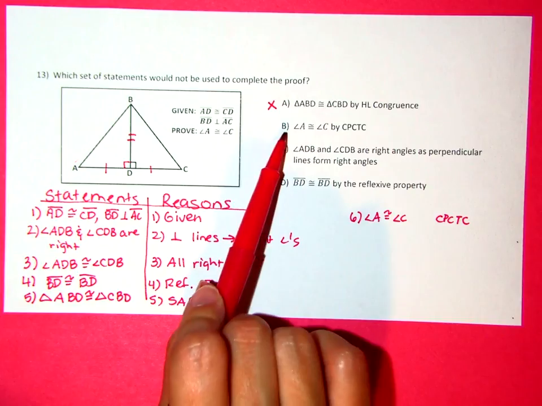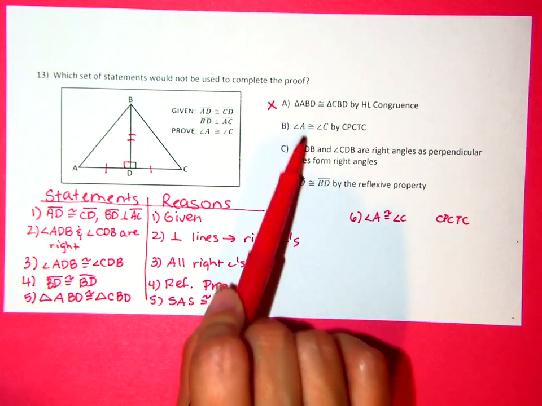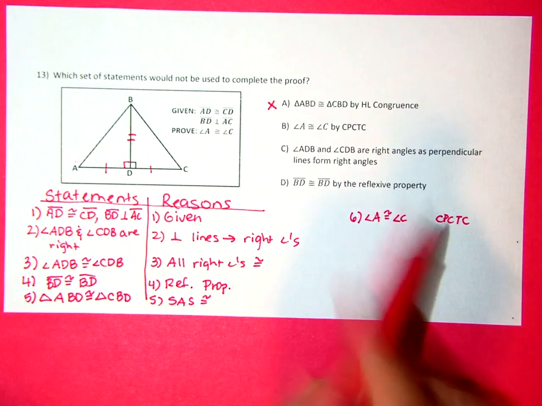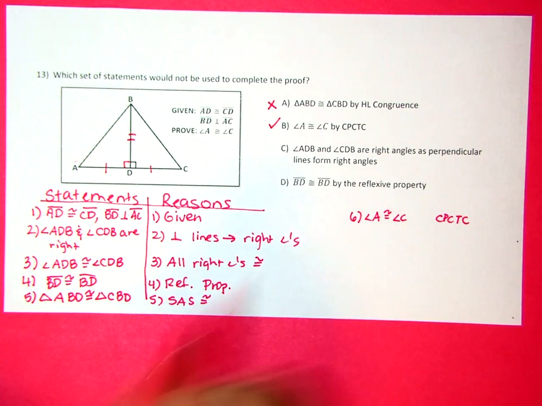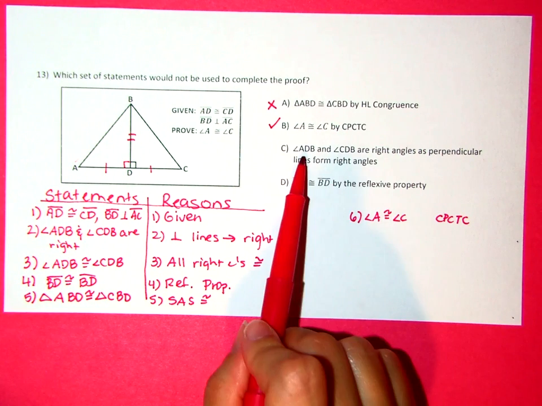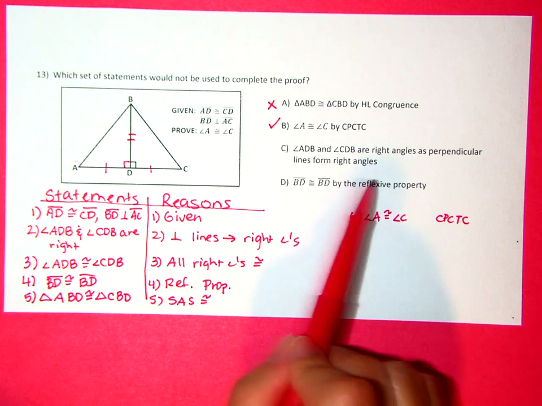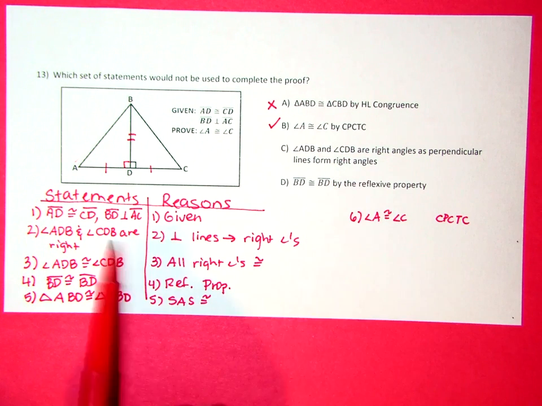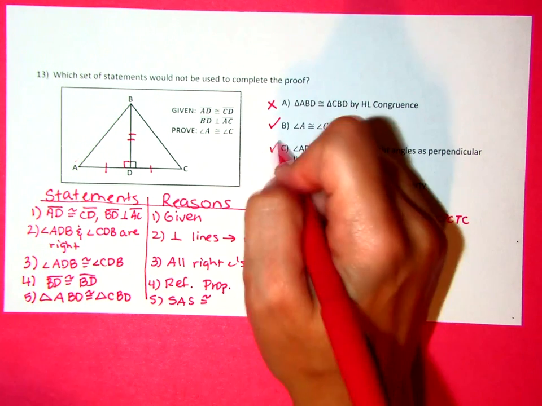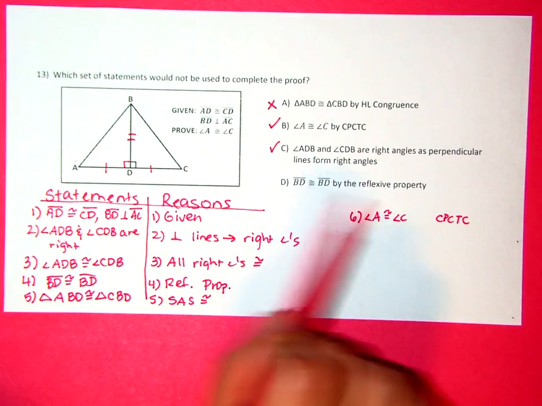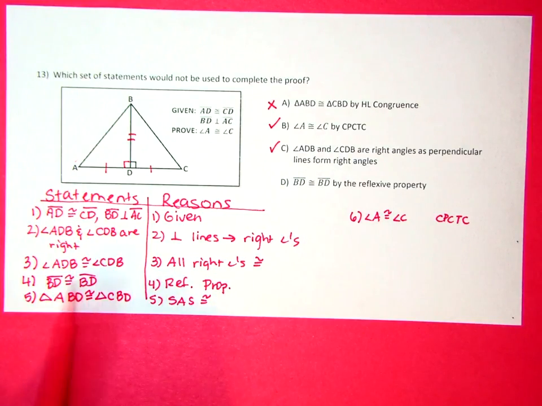Let's keep reading on. Did we use the statement, angle A is congruent to angle C? Yeah, it's right here, and we used it by CPCTC. Did we use the statement that angle ADB and angle CDB were right angles because perpendicular lines form right angles? Yeah, that statement's right here. We used that one. Did we use the statement BD is congruent to BD by the reflexive property? It's right here in our proof. So there you see we've used these three things.